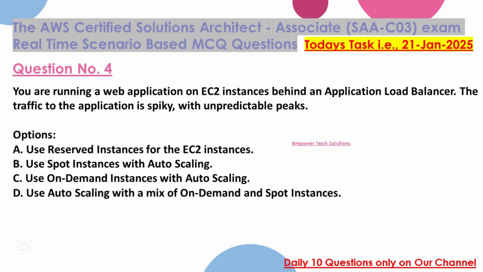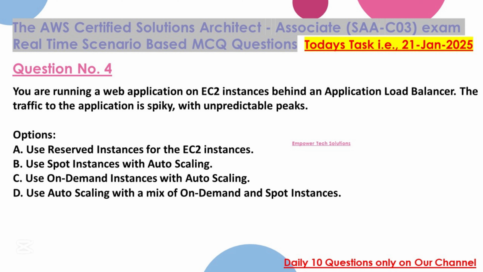You are running a web application on EC2 instances behind an application load balancer. The traffic to the application is spiky, with unpredictable peaks. Options: A. Use reserved instances for the EC2 instances. B. Use spot instances with auto scaling.